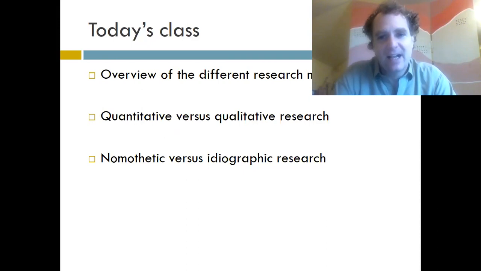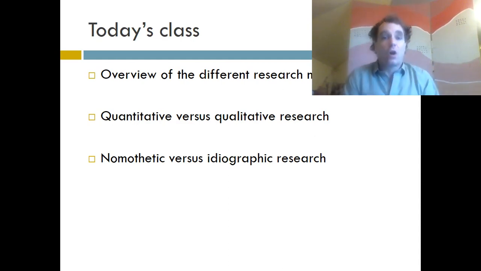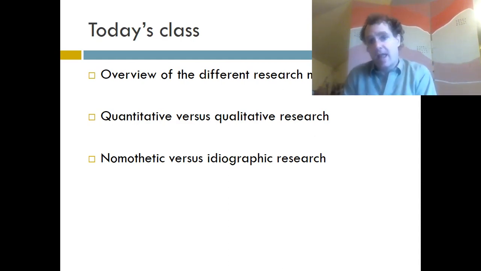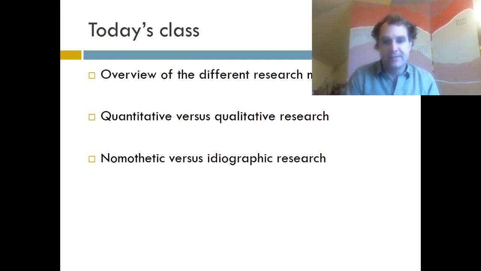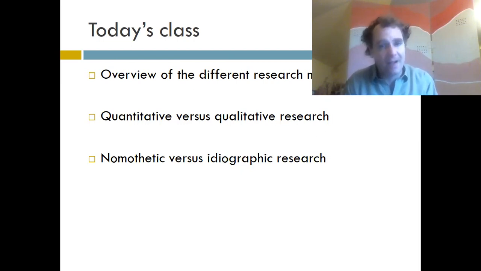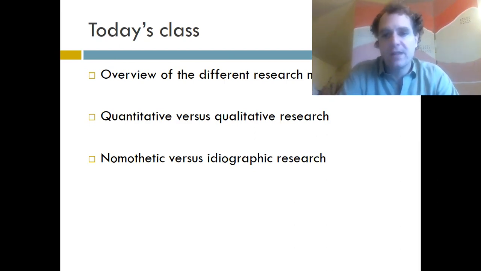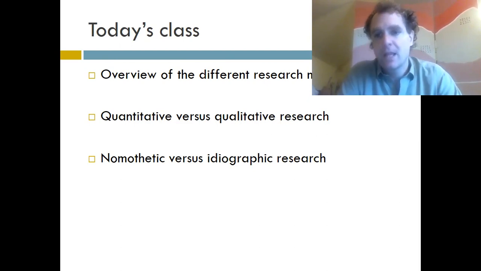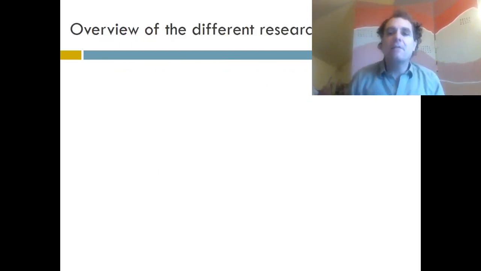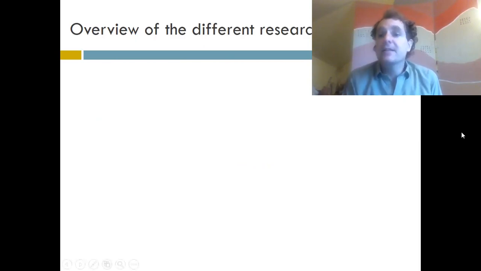So for today's lecture, what I'm going to be talking about is giving an overview of these different research methods, and talking about the difference between quantitative and qualitative research. That's a little bit of a divide within the field of social sciences and in sociology. And then also talk about nomothetic versus idiographic research, which is also another kind of debate or question within the field of sociology.